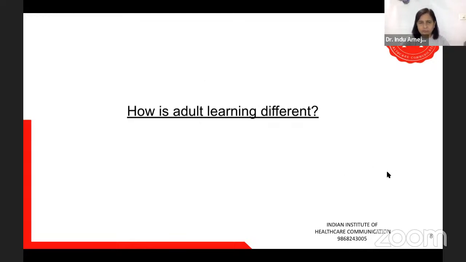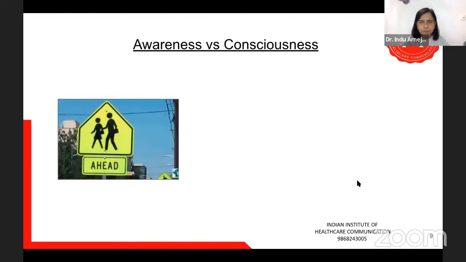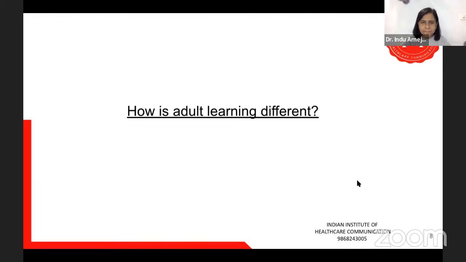So going further, at this point, understanding how adult learning is different from other age groups will help us facilitate this session in a more effective manner. So, for example, if I ask you, how is it different from regular learning or teaching? How is adult learning different?